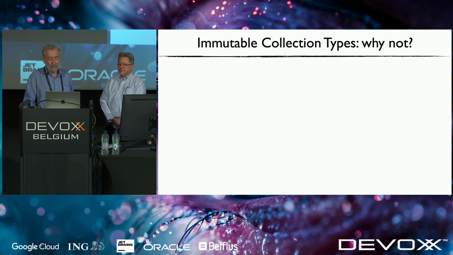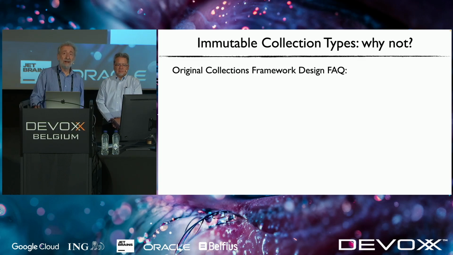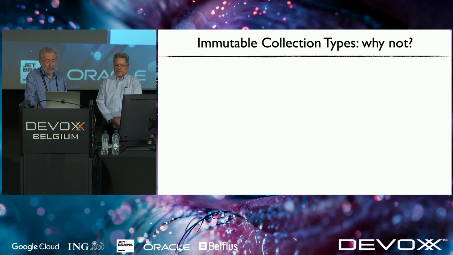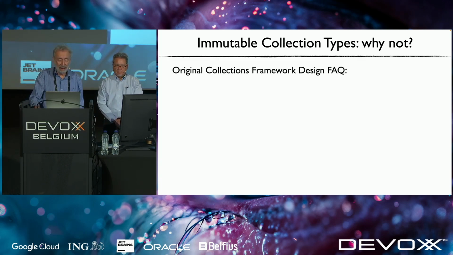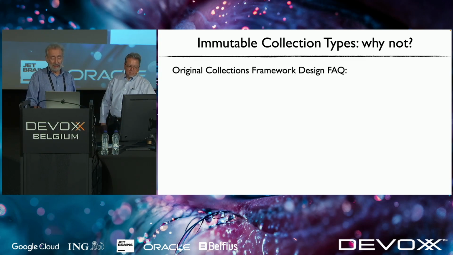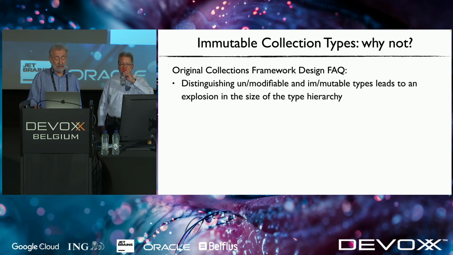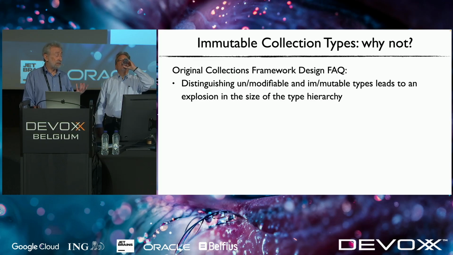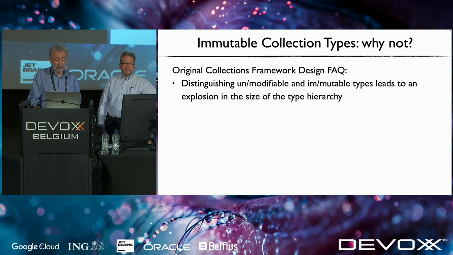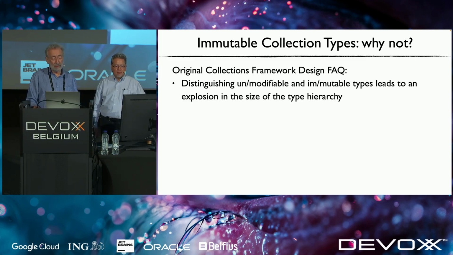What's the problem? In fact, Josh did in fact foresee this in the original collections framework design FAQ. His argument was that distinguishing, and you can still see this, it's in the documentation of java.util, isn't it? Right. Distinguishing modifiable or unmodifiable or immutable types leads to an explosion in the size of the type hierarchy. And he goes into this in a bit of detail.